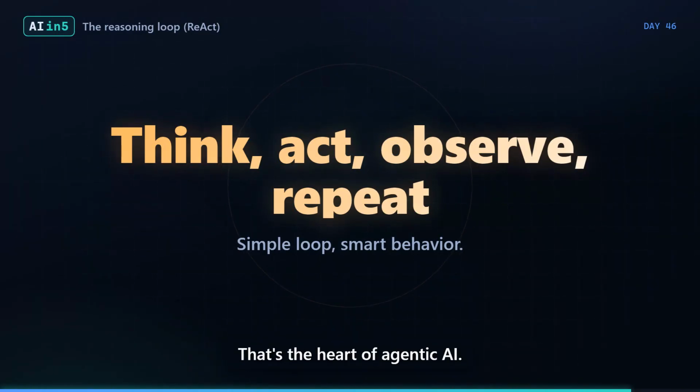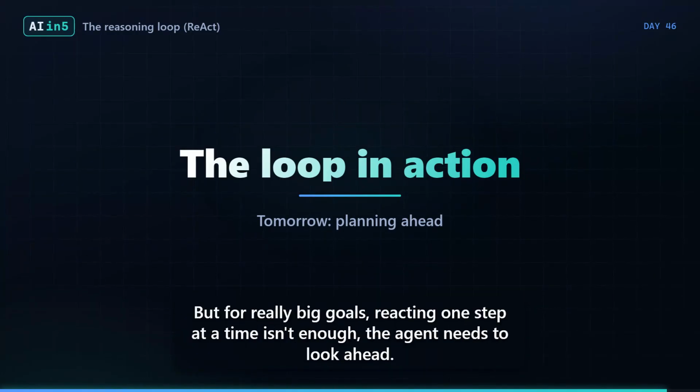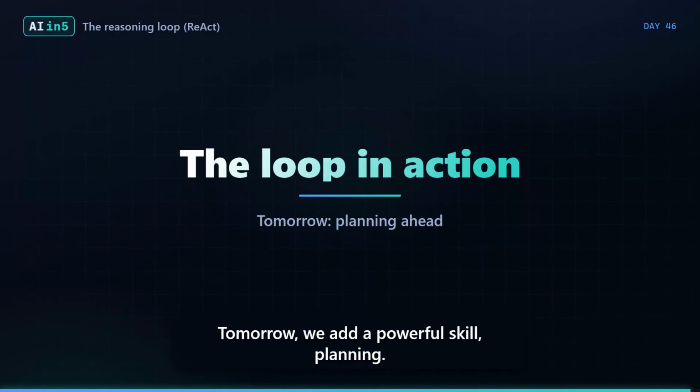So the REACT loop weaves thinking and acting together: reason, act, observe, then reason again, letting agents gather facts and fix their own mistakes step by step. But for really big goals, reacting one step at a time isn't enough. The agent needs to look ahead. Tomorrow, we add a powerful skill: planning.